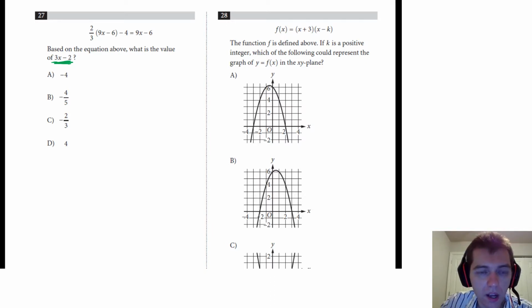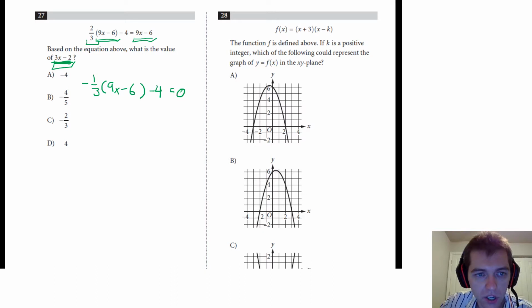Let's start by subtracting this 9x minus 6 from both sides, because it shows up. Basically, that's what we need to isolate. We're trying to isolate this, which means we first need to isolate this 9x minus 6. Let's subtract that from both sides. We have 2/3 of 9x minus 6 already existing, so subtracting one more from that will leave you with negative 1/3 of 9x minus 6 minus 4 is equal to 0.